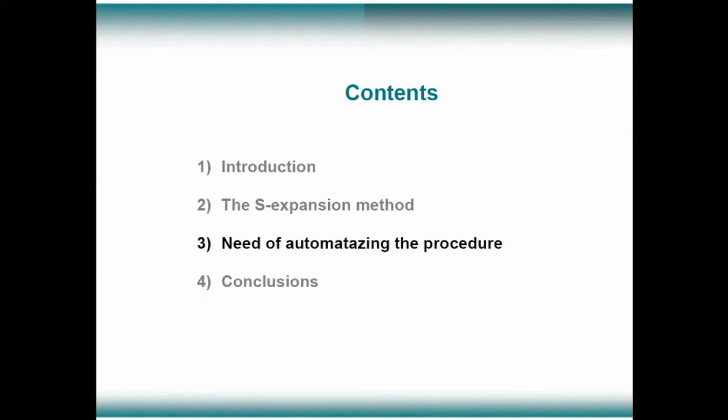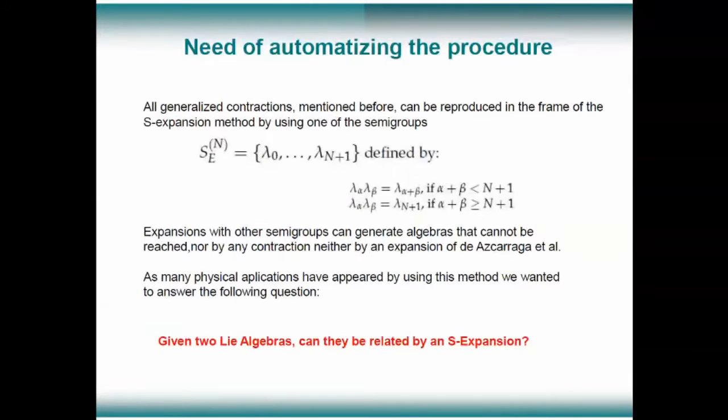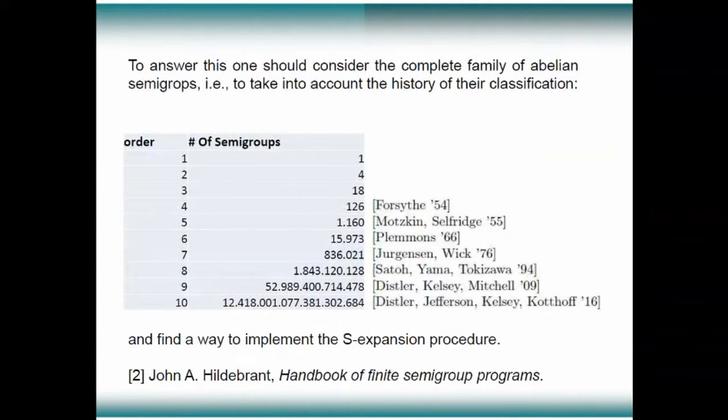Why are we using computers? Well, it's simple, because to reproduce your results, we only had to use one particular family of semigroups. But that's not the only semigroup there is. In fact, there are plenty of them. So I introduce this question: can these Lie algebras be related? To evaluate this, we have to go through all the semigroups that there are.